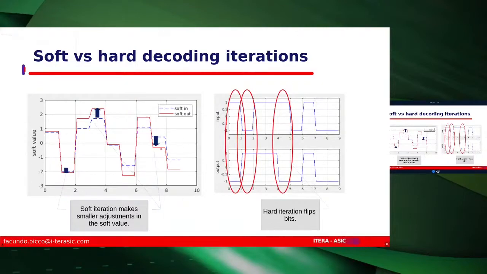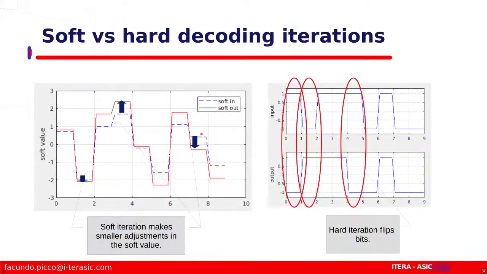And in the seventh symbol, we see that the contrary is happening: the soft iteration is making an update and it's actually changing the sign. So it reverts the original decision and flips the sign, keeping a low amplitude. So there is a significant gain from making soft iterations, but it also comes at a cost. Depending on the code, they are between 1 and 2 orders of magnitude more expensive in power and area than a hard iteration. Okay.